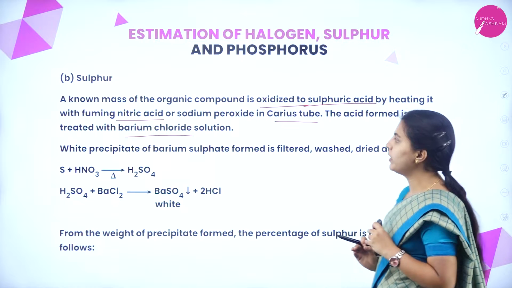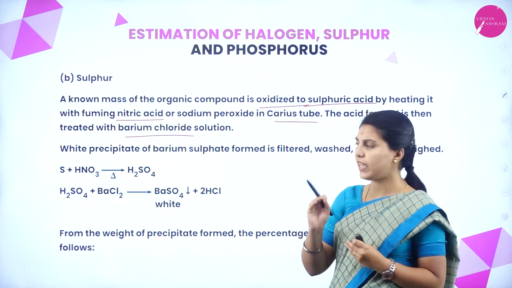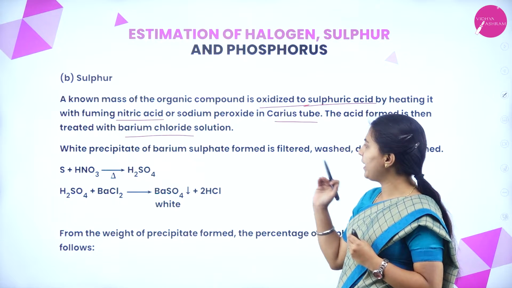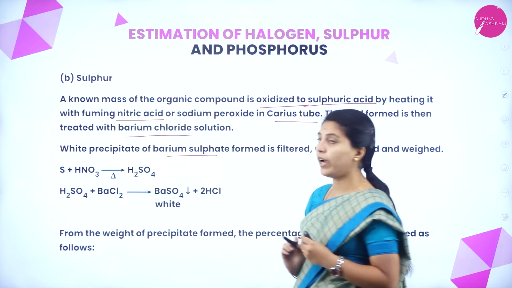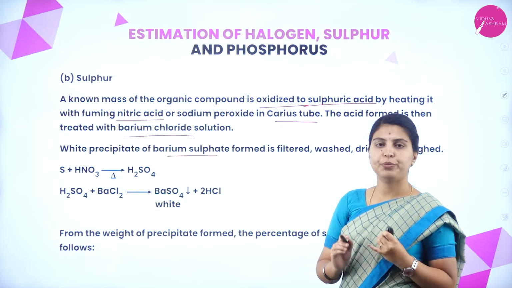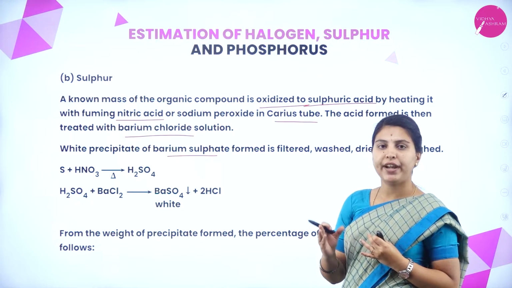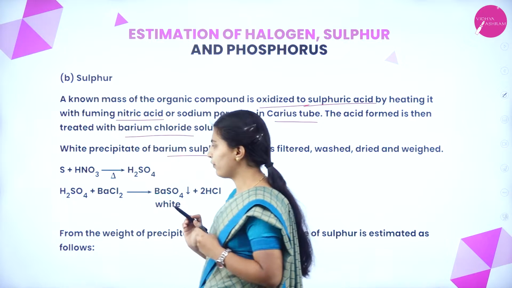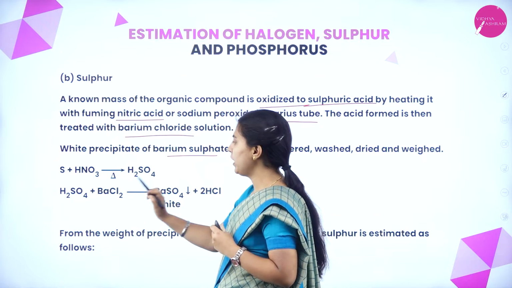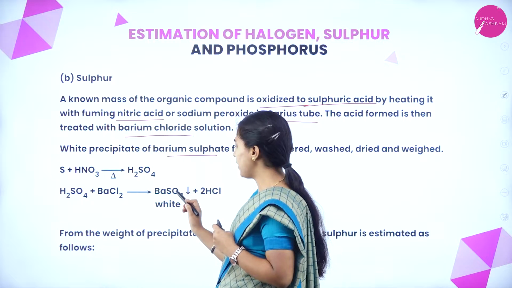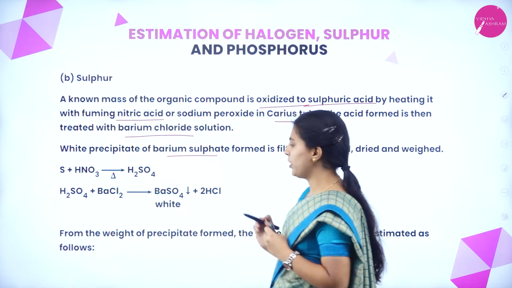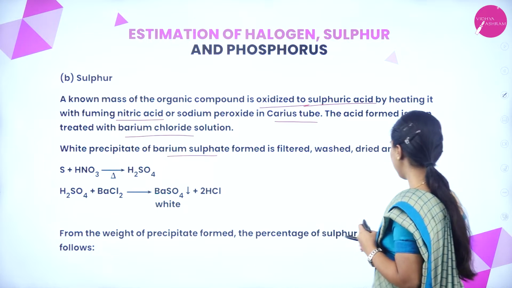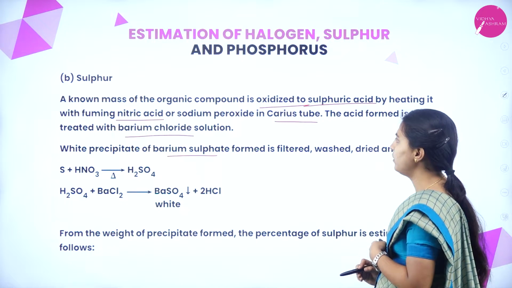The acid formed is then treated with barium chloride. Whatever acid is formed will be treated with barium chloride. At that time barium sulfate will form as a white precipitate. That should be filtered, dried, weighed, everything. Sulfur plus nitric acid, that H2SO4 will form. That H2SO4 will be treated with barium chloride. Barium sulfate will be formed with the liberation of hydrochloric acid. From the weight of precipitate formed, the percentage of sulfur is estimated as follows.